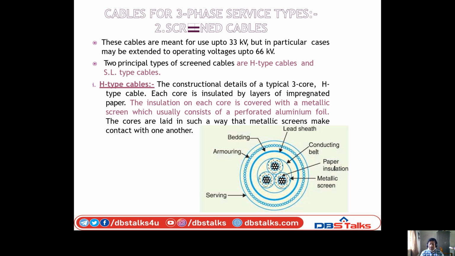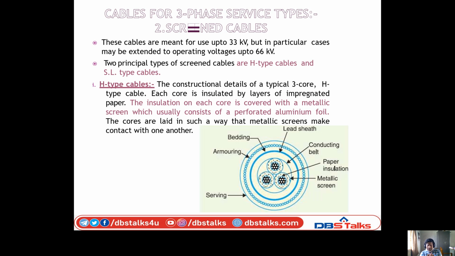Screened cables are meant for use up to 33 kV, in some special cases. These screened cables may be used for voltage ratings up to 66 kV also. Generally, two types of screened cables are there: H-type cables and SL-type cables. Coming to the H-type cable, the constructional details of a three-core H-type cable are shown in the figure.